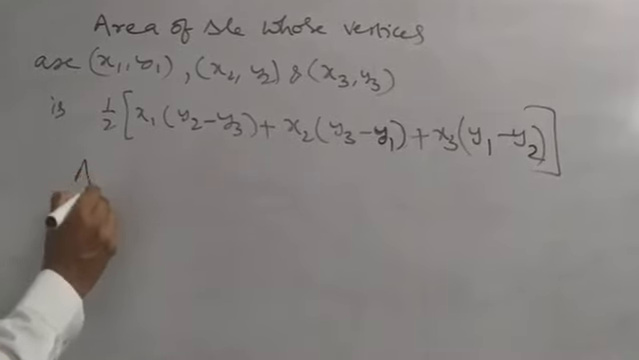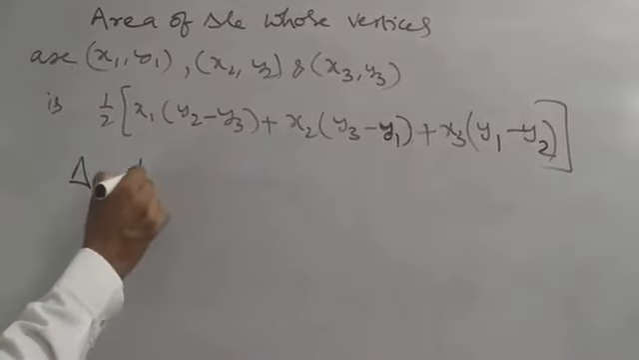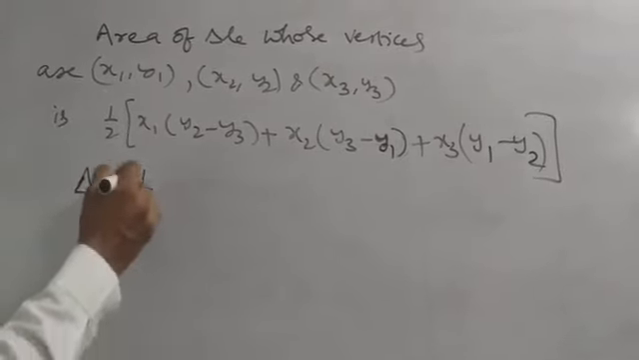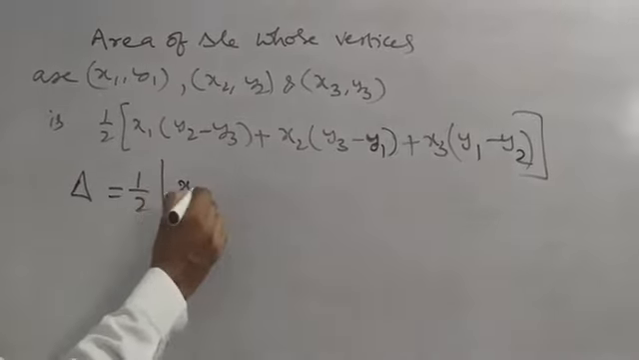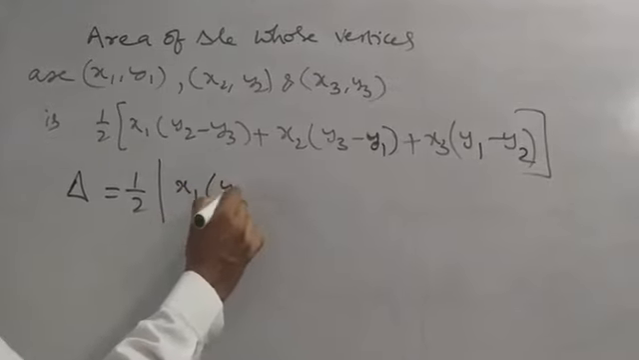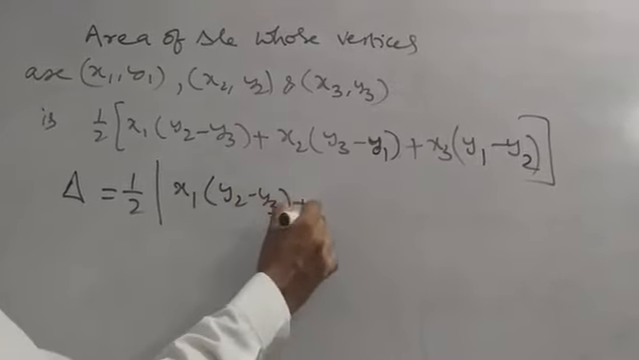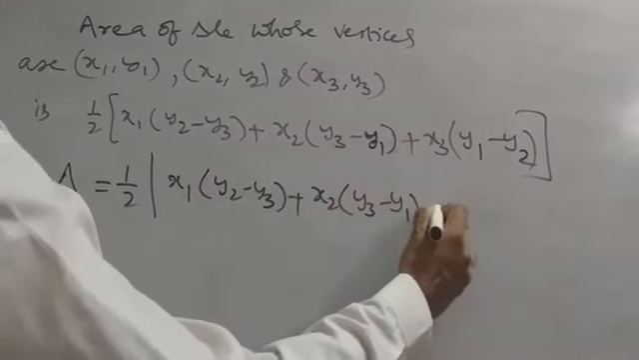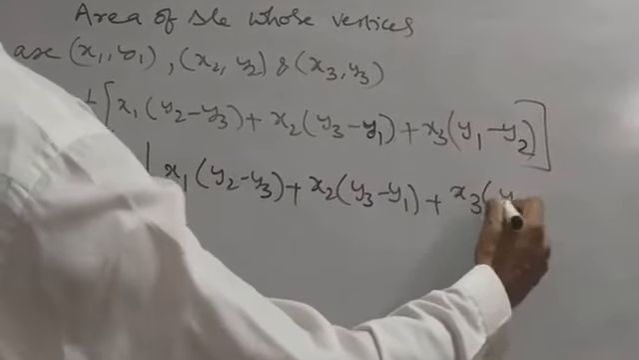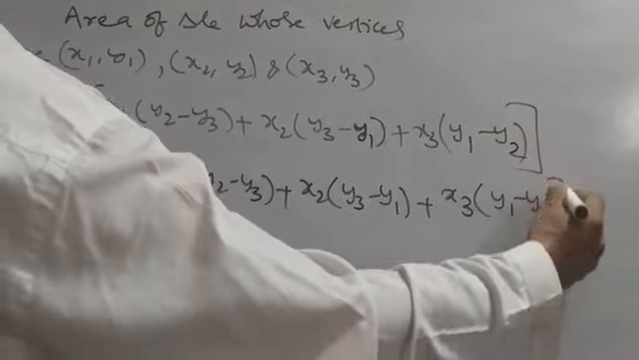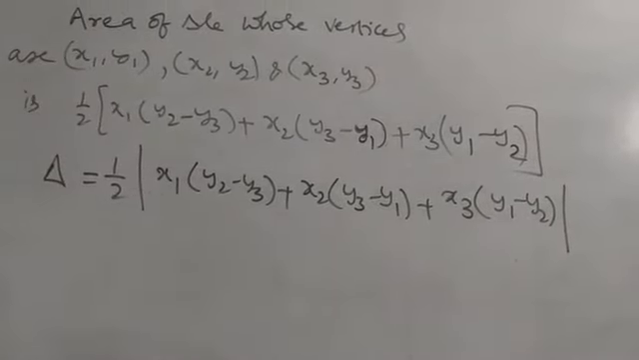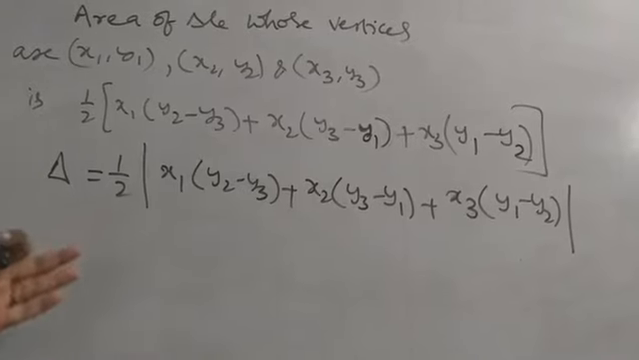Or else, instead of checking that, we can use the formula as half of modulus of x1 of y2 minus y3 plus x2 of y3 minus y1 plus x3 of y1 minus y2. We can use absolute value, modulus, to represent only the positive.